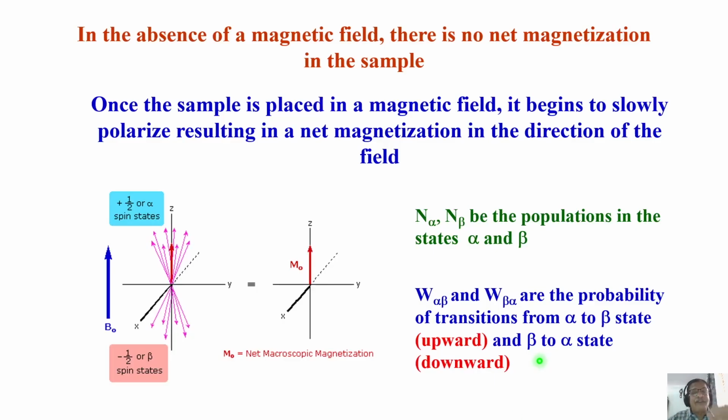But what is the probability of this transition? Let us define it by these two terms, W alpha beta and W beta alpha, for upward and downward transitions. It is a definition. We are defining that.